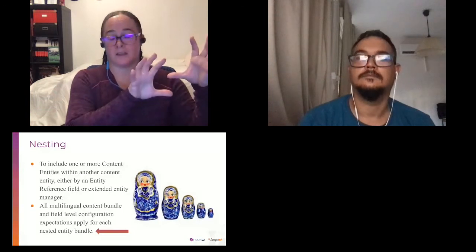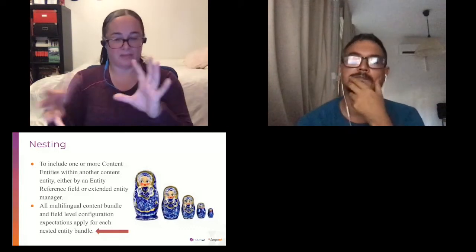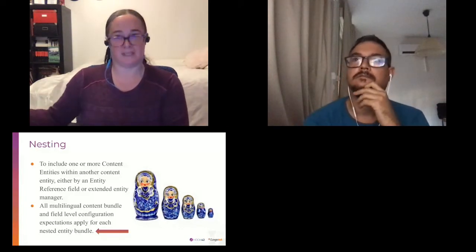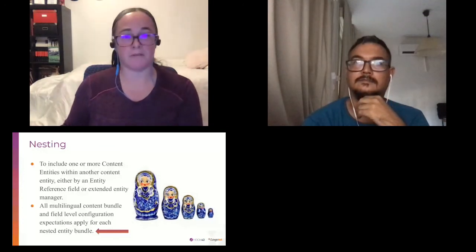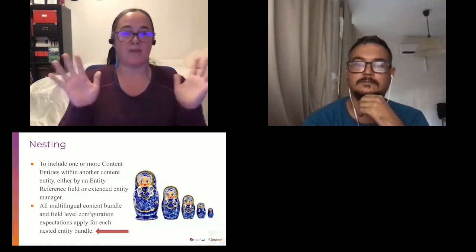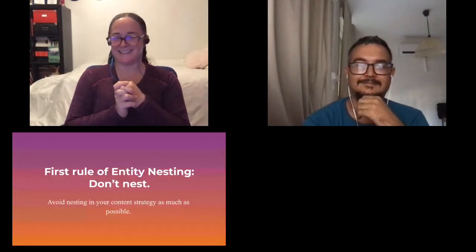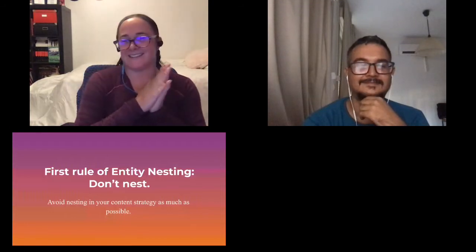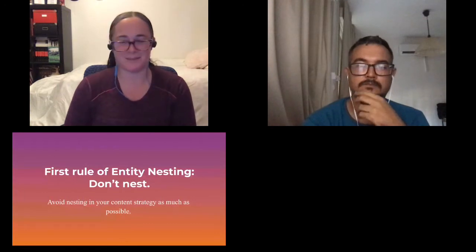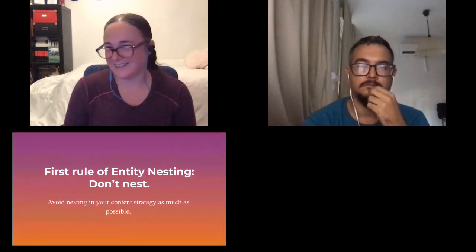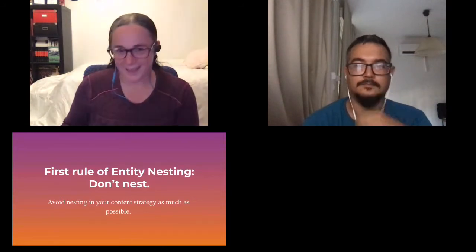So it'll be interesting, but as you nest, you need to make sure that the expected content you see, if you need to translate anything underneath it, will assume the language you want it to have. But the first rule of entity nesting is don't nest. It's a big ask, isn't it? So avoid nesting in your content strategy as much as possible. Isn't that crazy? You're like, how can I not have that? How can I not use nesting?